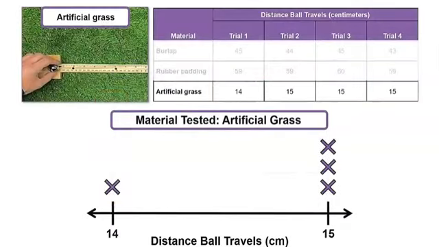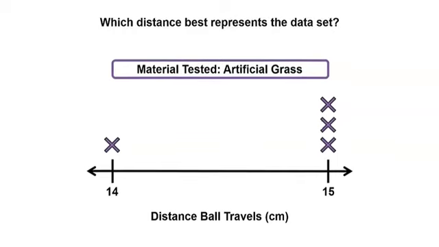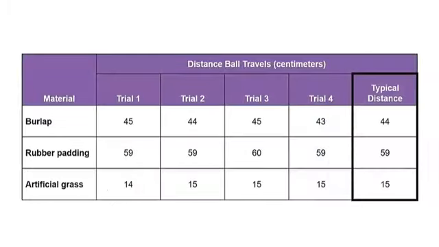We have one more line plot, the artificial grass line plot, to look at. Just like the last 2 line plots, I used the shortest and longest distances to create the endpoints for this line plot. Which distance best represents the data set? Shout it out! 15 centimeters is the most common distance and also the best representation of the data. I added a column with our typical distances for each material we tested.